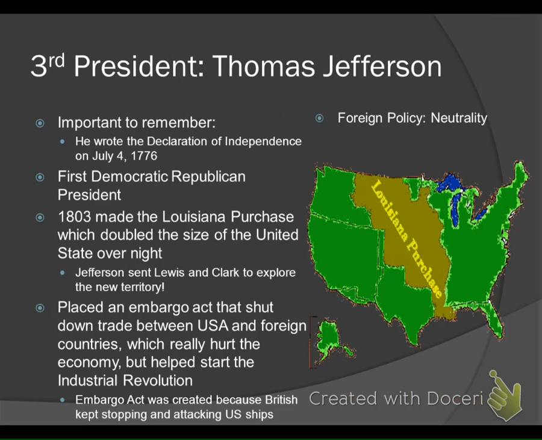Under Thomas Jefferson, we placed an embargo act that shut down trade between the United States and foreign countries. Now, this really hurt the economy, but a positive is it helped spur the Industrial Revolution. The Embargo Act was created because British kept stopping and attacking U.S. ships. So we just said, we are no longer going to ship goods outside of our country. So with this came the advent of factories in the United States. Factories started popping up everywhere because no longer could we rely on foreign countries to get goods to the United States. And again, Thomas Jefferson's foreign policy was neutrality.